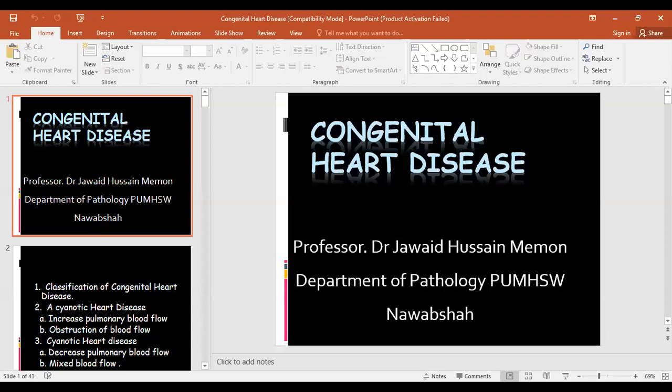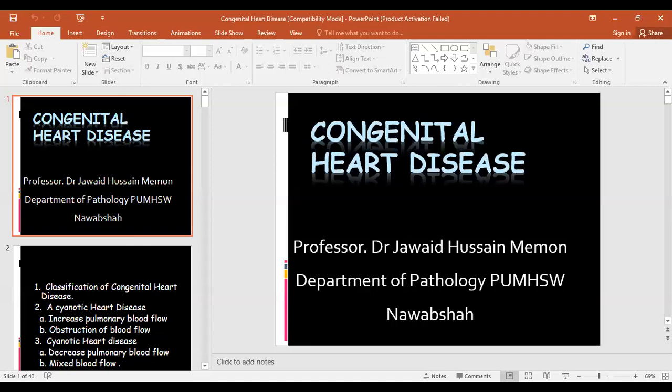In acyanotic heart disease, there is shunting of the blood from left to right. In the case of right to left shunting, they comprise number one the transposition of great vessels, second the truncus arteriosus, and fourth the tetralogy of Fallot. Then, in obstruction of the blood flow, number one there is the pulmonary stenosis, aortic stenosis, and coarctation of aorta.